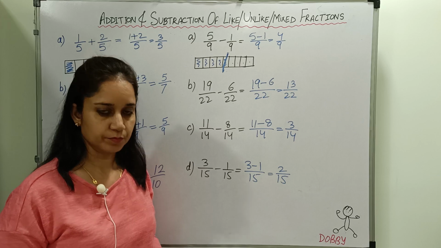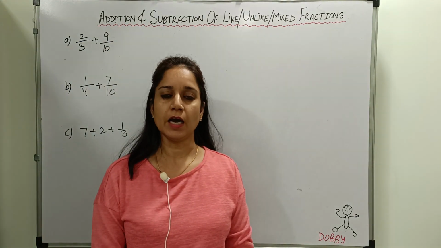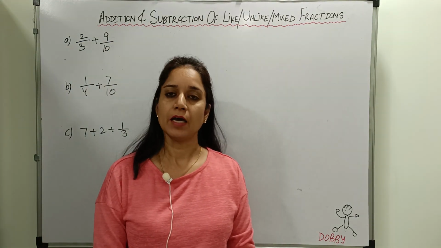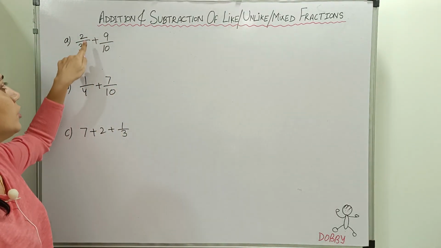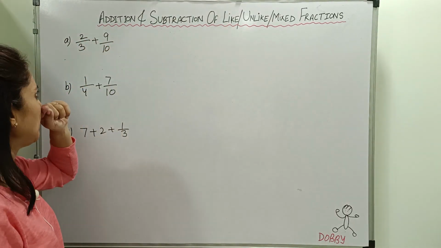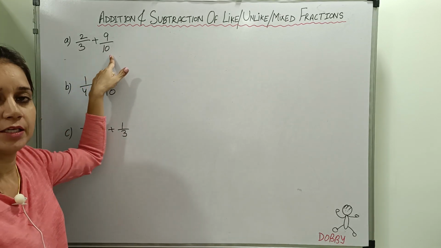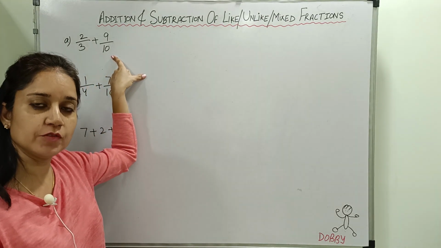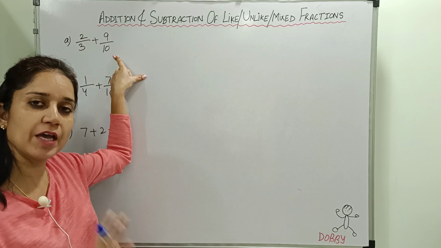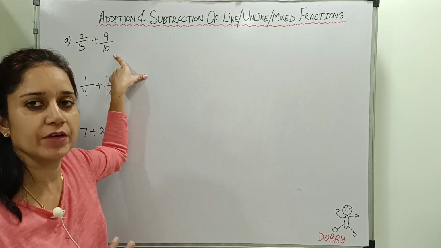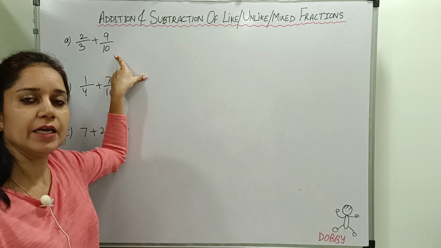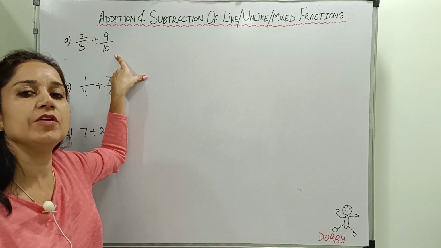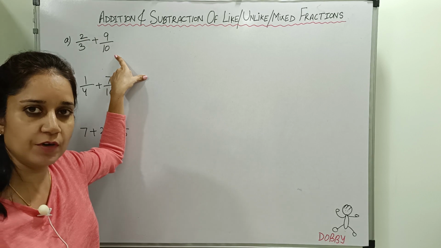Going further. Now let us see how to add and subtract unlike and mixed fractions. First question. 2 upon 3 plus 9 upon 10. We have to add them. We can add two fractions, we can subtract two fractions, when and only when they are like fractions. If they are like, very good, you can go directly. If they are unlike fractions, then we have to make them like fractions first.